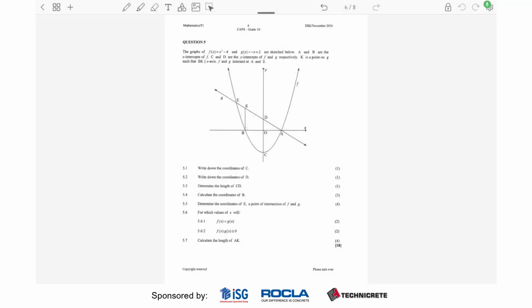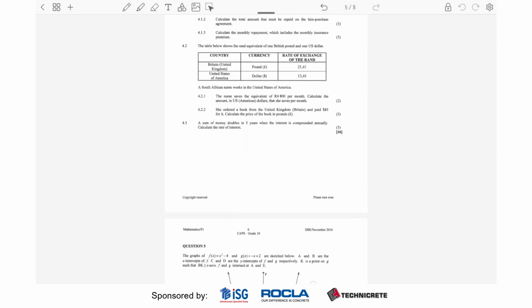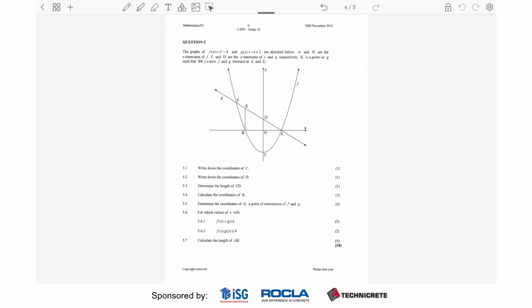Question sections of the 2016 Maths Paper 1. So question 5. Question 5 says the graphs of f of x is equal to x squared minus 4 and g of x is equal to negative x plus 2 are sketched below.